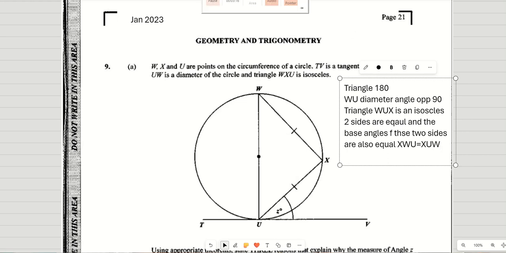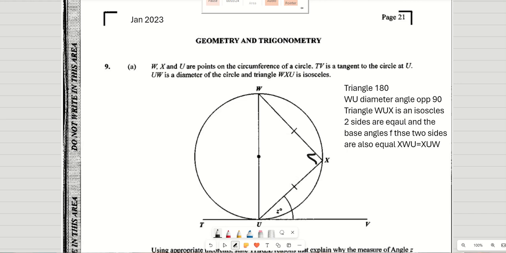So first, let us just denote what we know. We know that this angle, I'll put it in black, this angle here is 90 degrees. We also know that this angle here in red and this angle here in red again are equal because those are your two base angles of your isosceles, right?